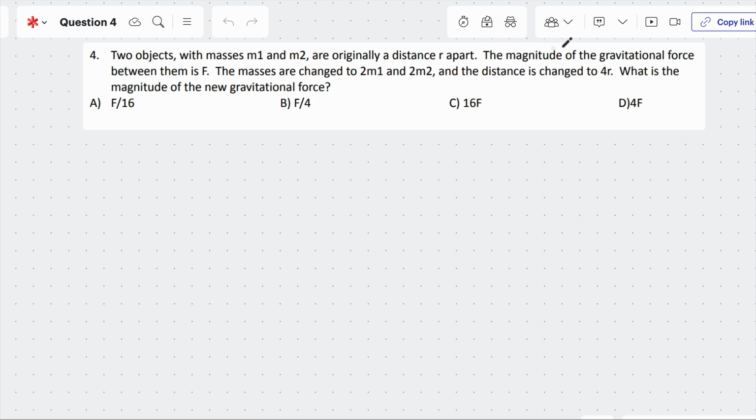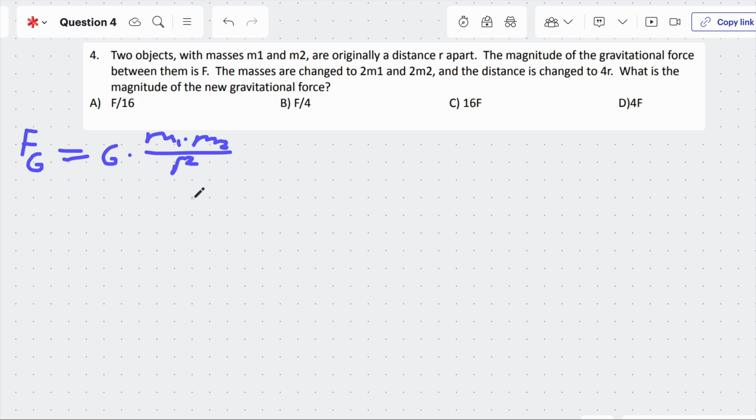So then the magnitude of gravitational force between them is F. We'll just generally use F. The masses are changed to 2m1, 2m2, and the distance is changed to 4r. What is the new magnitude of the gravitational force? Okay, so basically we're going to be comparing the force of gravity in the beginning, which is our constant, times m1 times m2 divided by r squared.